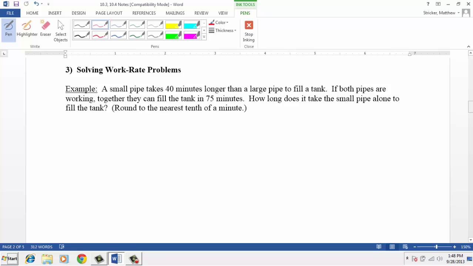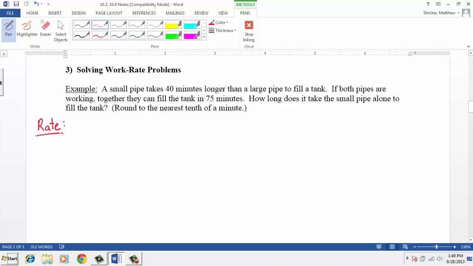So this first example has to do with a pipe. It says a small pipe takes 40 minutes longer than a large pipe to fill a tank. If both pipes are working together, they can fill the tank in 75 minutes. How long does it take the small pipe alone to fill the tank? And the idea that we're going to work with in this problem is the idea of what a rate is. How do you calculate a rate? A rate is how fast you can do something.